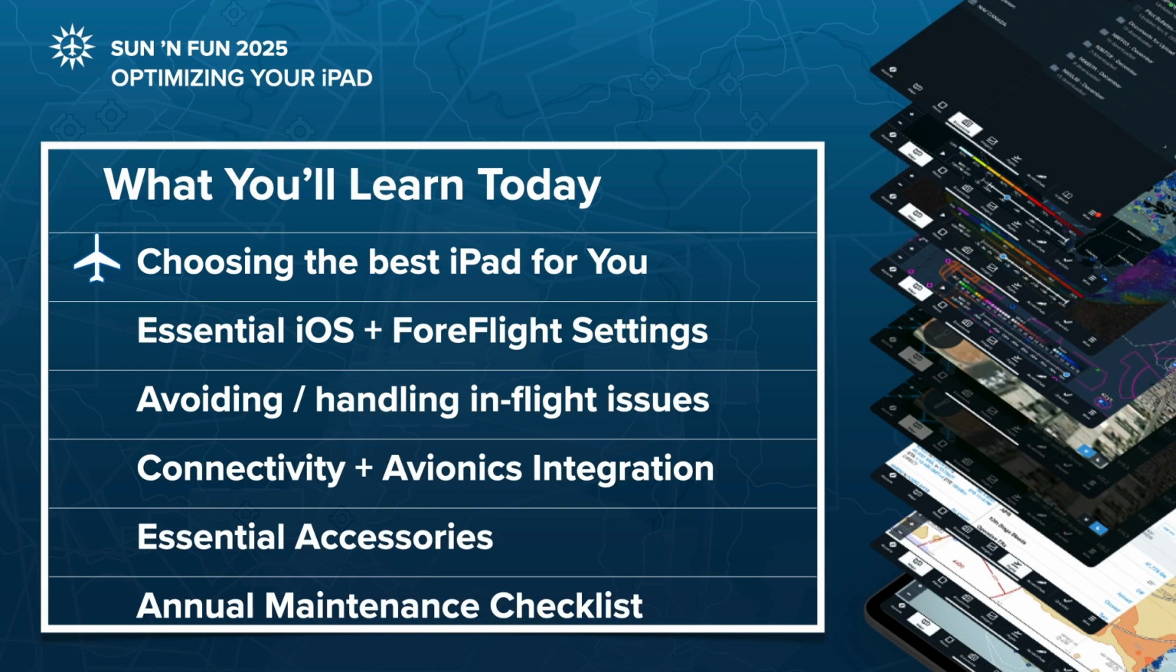All right, so what are we going to learn today? Every good pilot has a checklist, so we're going to use this checklist to talk about what we're going to learn. We're going to start by making sure that you choose the best iPad for you, and we'll talk about what that looks like and some tools to help you do that. Then the main piece we're going to focus on is essential iOS and ForeFlight settings, okay? We'll talk real briefly about avoiding and handling in-flight issues, which mainly revolve around making sure that your iPad stays on and powered, okay?